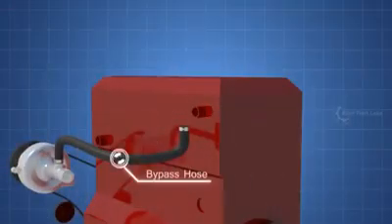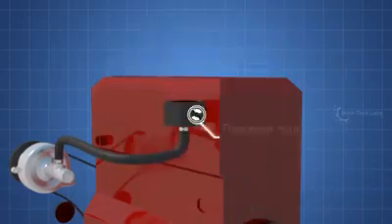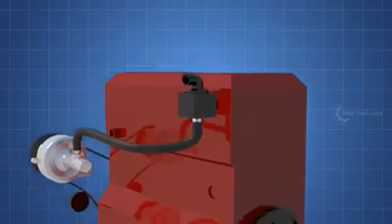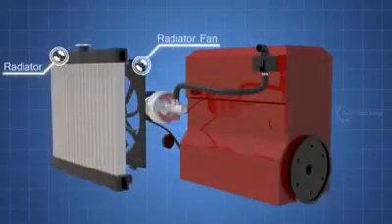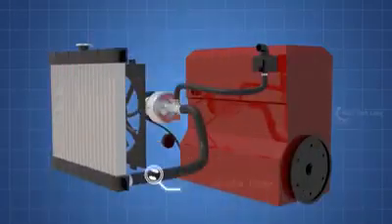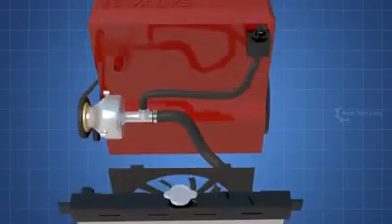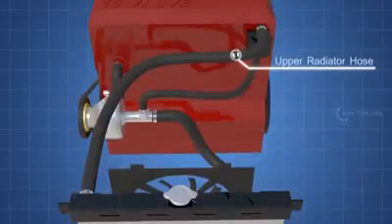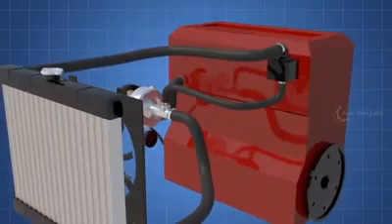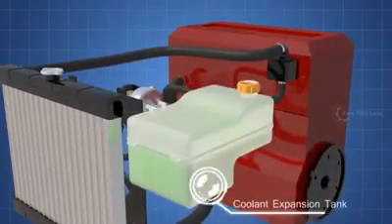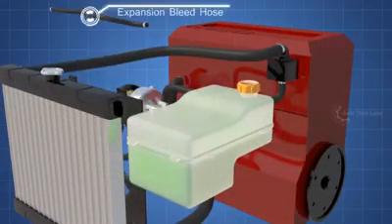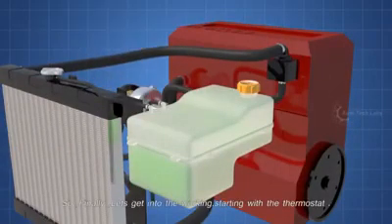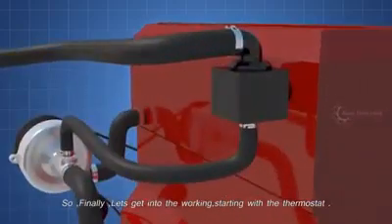The thermostat bypass hose. The thermostat housing. Inside the thermostat. The radiator, and the radiator fan. The lower radiator hose. The water pump outlet hose. The upper radiator hose. The coolant expansion tank. The expansion bleed hose. Coolant overflow hose. So, finally, let's get into the working, starting with the thermostat.